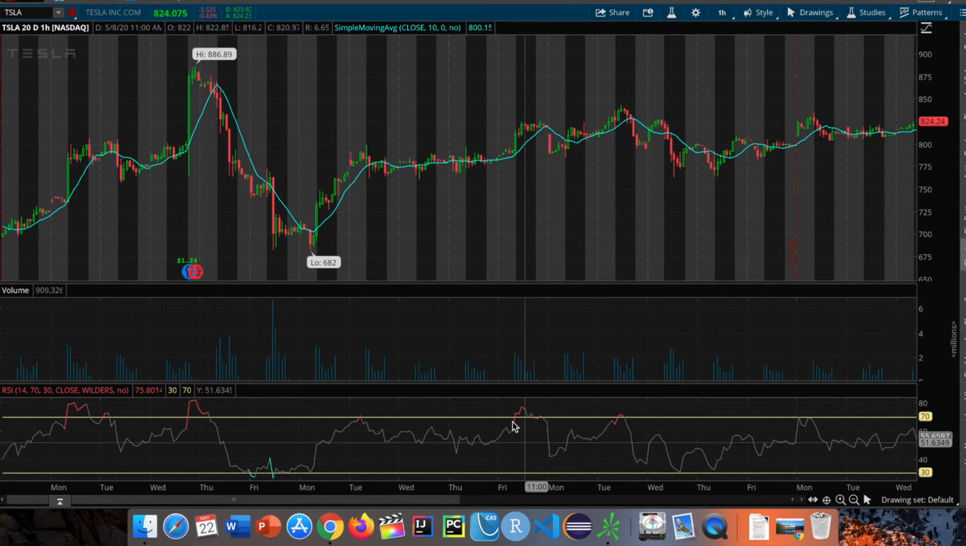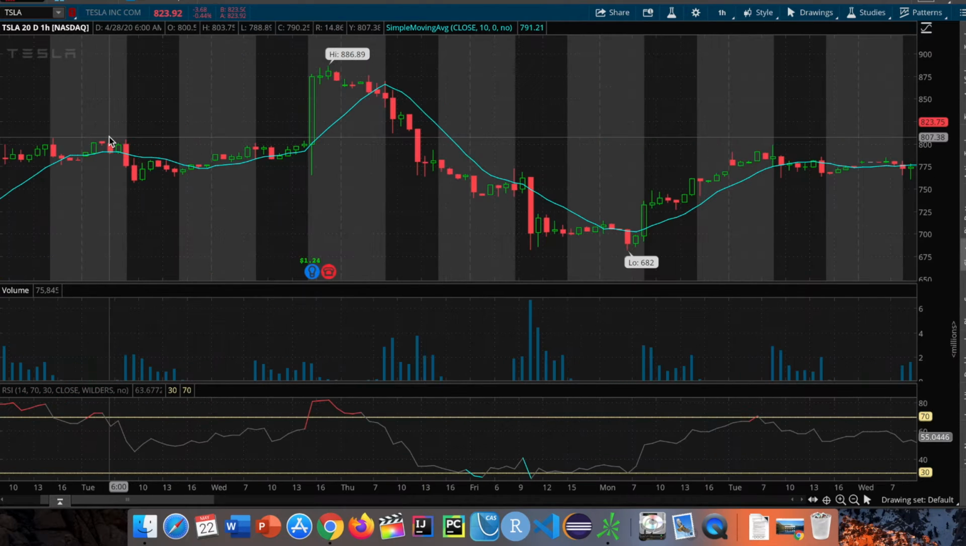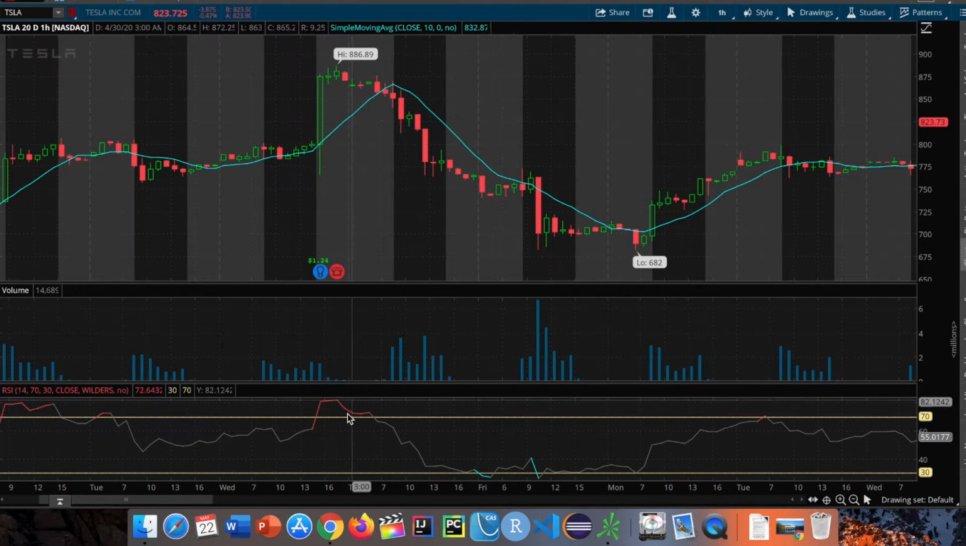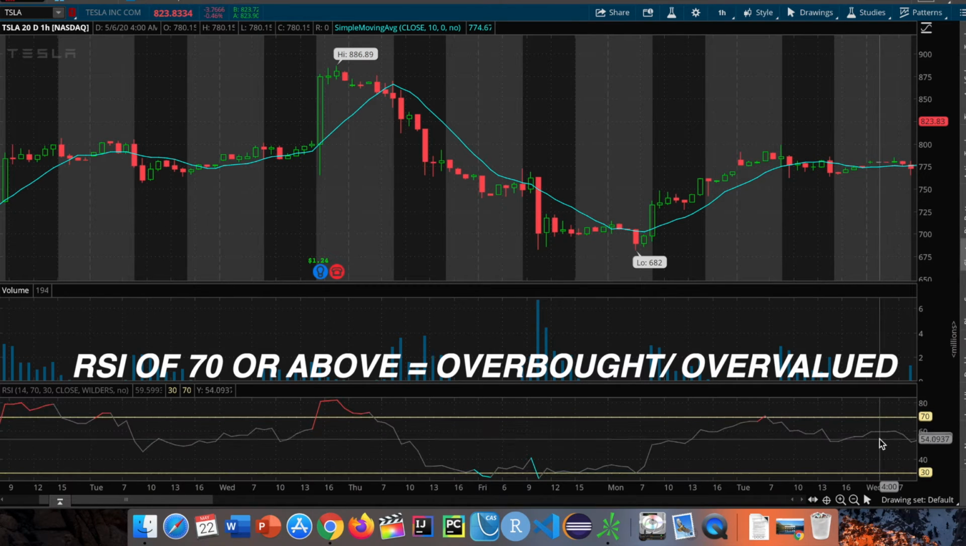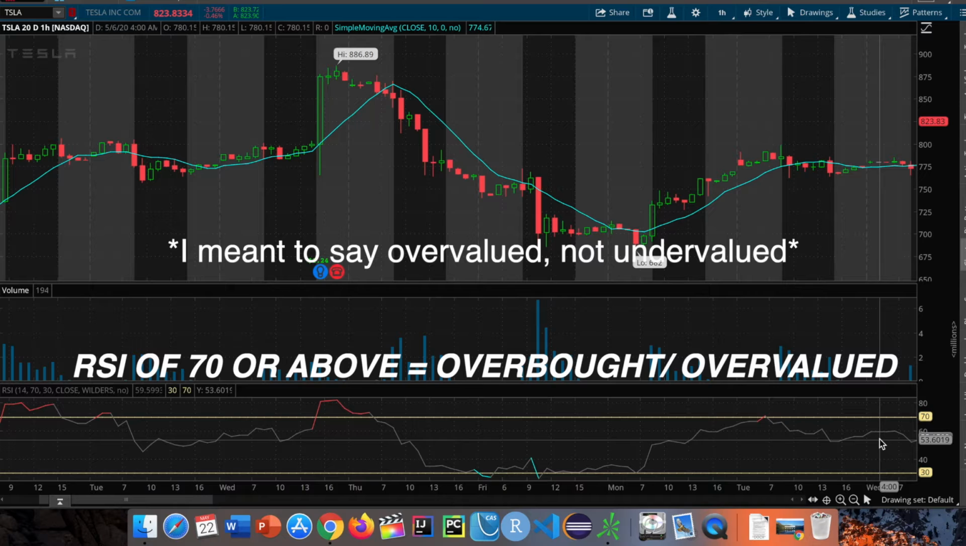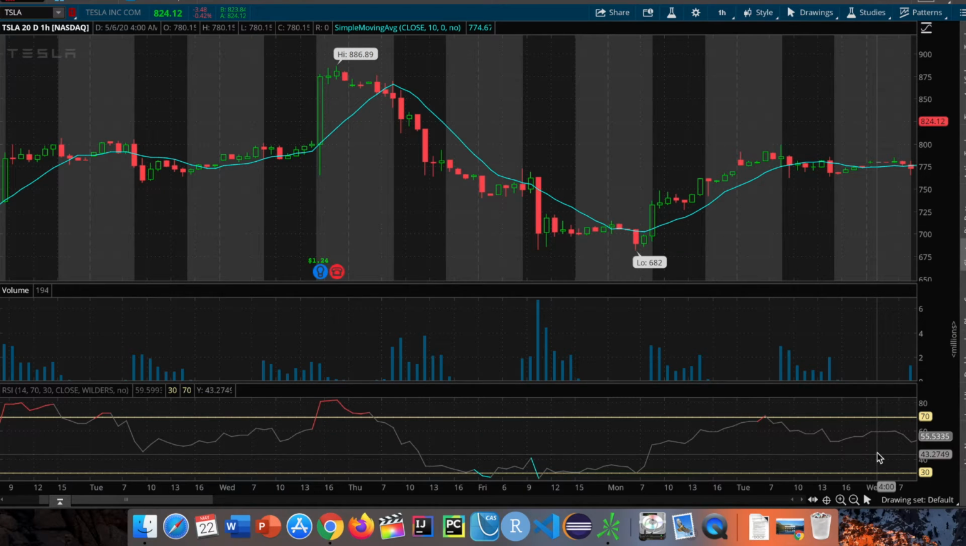As we can see, the RSI is going to be down here. The RSI is displayed as an oscillator and can have a reading of 0 to 100. While using a 14 period default, an RSI of 30 or below is a signal for an oversold or undervalued asset, and an RSI of 70 or above is a signal for an overbought or overvalued asset. And always remember that whenever I say asset, I'm talking about the product which you're trading, which is either stocks, commodities, ETFs, forex currency, etc.